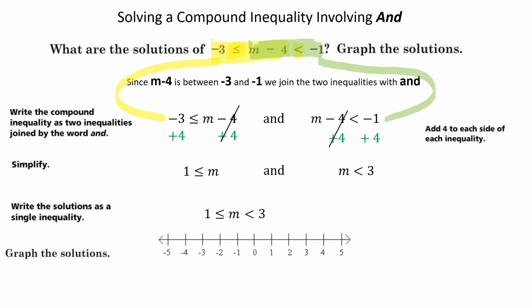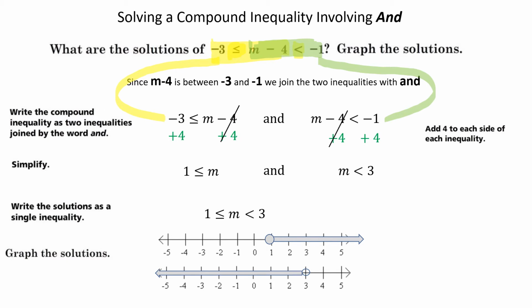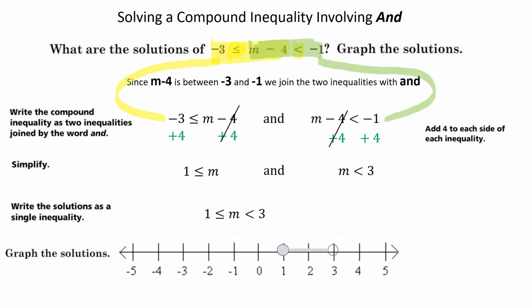Watch what happens when we graph this. We're going to have the closed dot on the 1. We're not going to go to the left, because technically 1 is less than m, so that means m is going to be greater than 1. And then for the next one, we're going to have an open circle on the 3, and we're going to go to the left. There's our two inequalities graphed. But watch what happens when you put them together. There's this small section here where they share solutions right in here. So this would be the solution to this inequality.